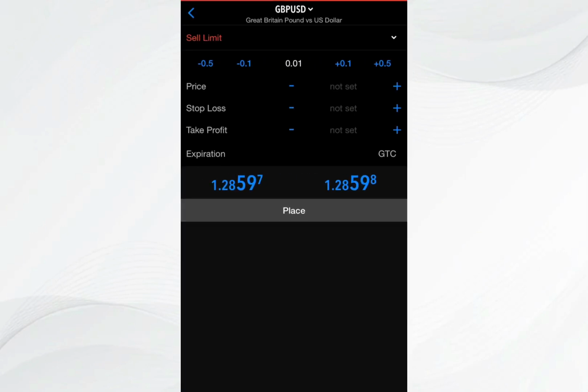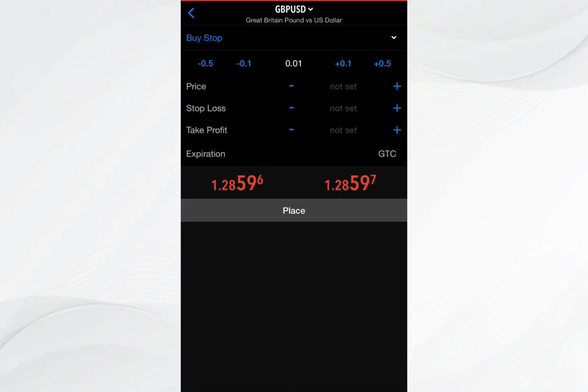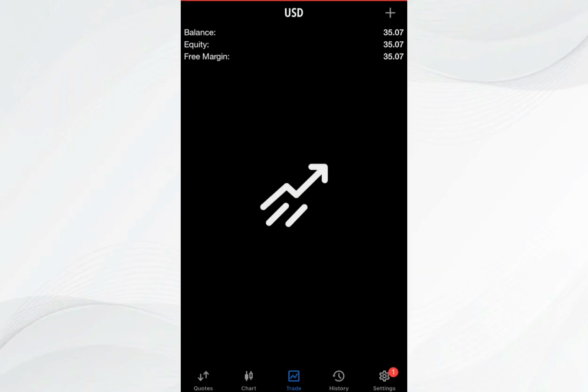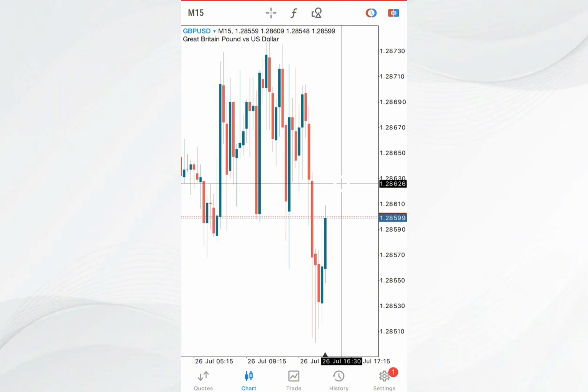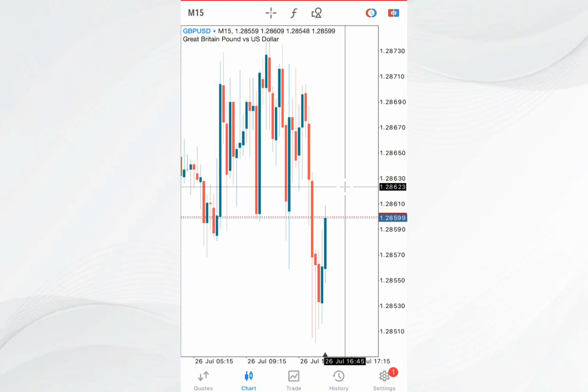So how about the buy stop? Buy stop is an order you place above the current market price. So the current market price is at 1.28599. So you place the order above it. So what you are trying to say is that when you want price to get to this particular point, 1.28623, and keep going up, it will just keep going to the upside.